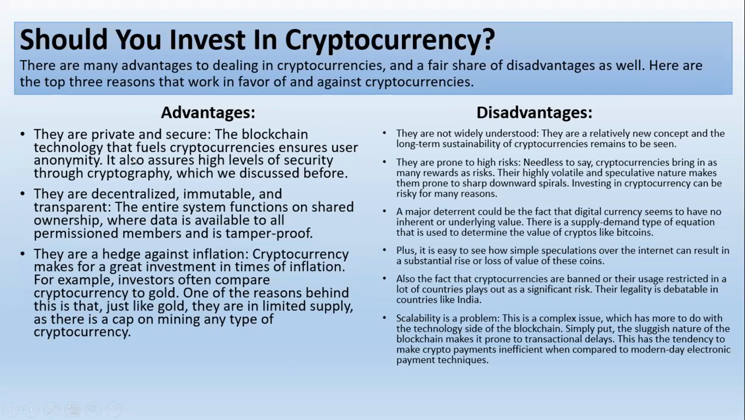So I will start with the advantages. They are private and secure. The blockchain technology that fuels cryptocurrency ensures its anonymity. It also assures high level of security through cryptography, which we discussed before. They are decentralized, immutable, and transparent. The entire system functions on shared ownership, where data is available to all the permissioned members and is tamper-proof.